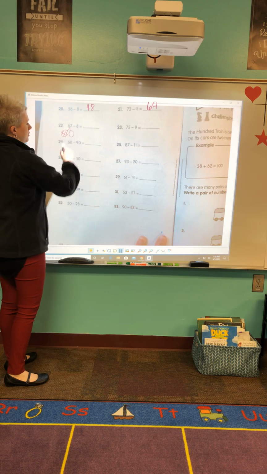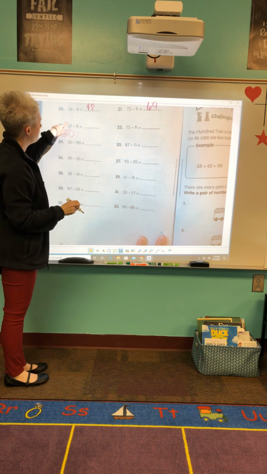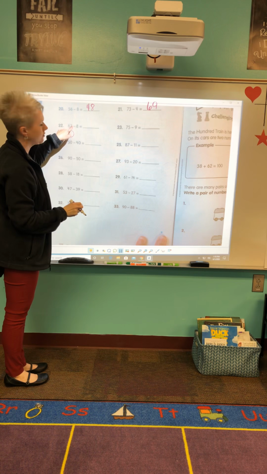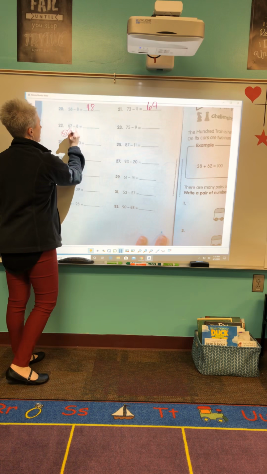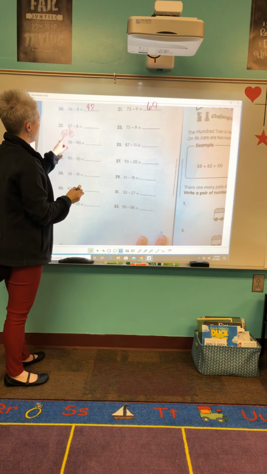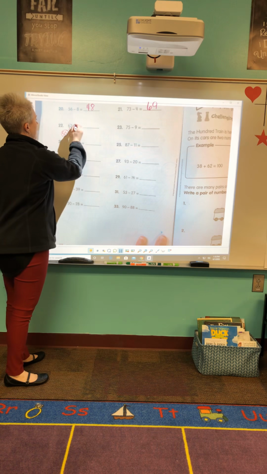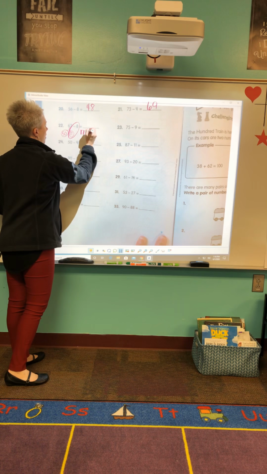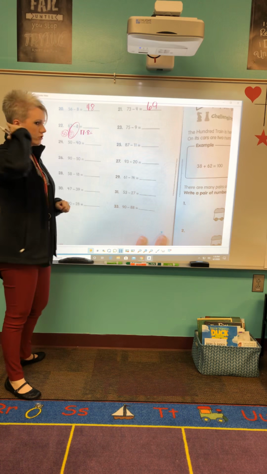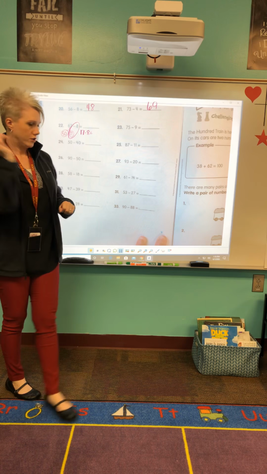50 plus what number equals 67? Well, we borrowed a 10 from that 6 to give to that 7. So when we add 10 and 7, we get 17. So 67 is 50 and 17. I circle up. 17 minus 8 equals what? Yell it out to me. Good job. 9.